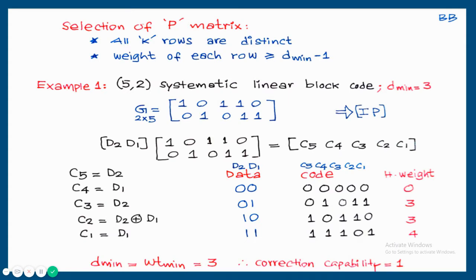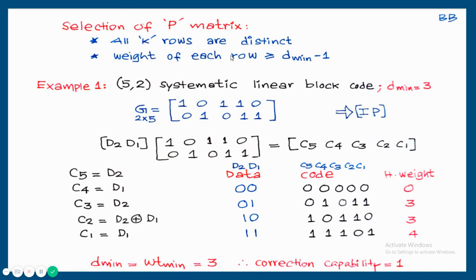Selection of the P matrix. There are two conditions. First, all k rows are distinct. That means there should not be any repetition. The number of rows is k, since the size of the block code is n comma k. That k is written here, and all k rows are distinct, so there is no repetition.